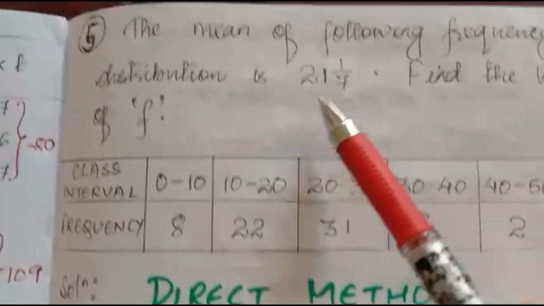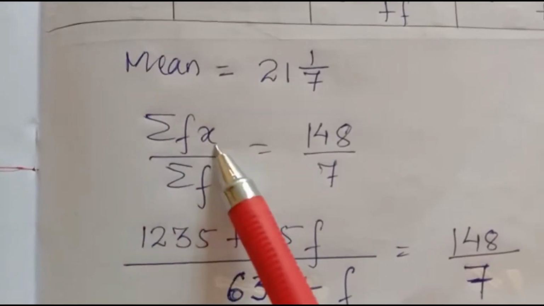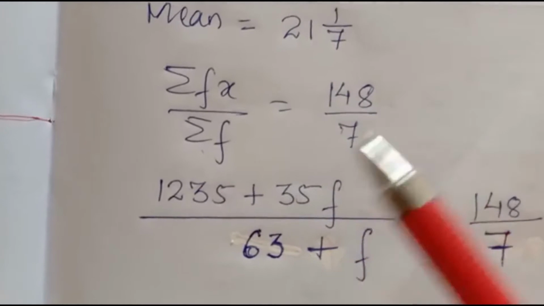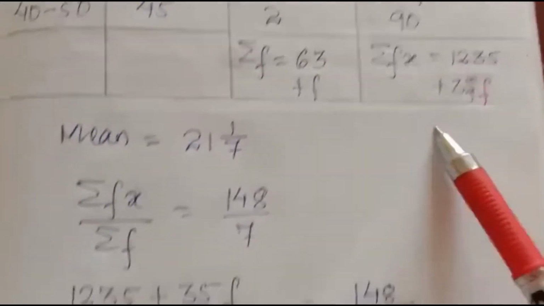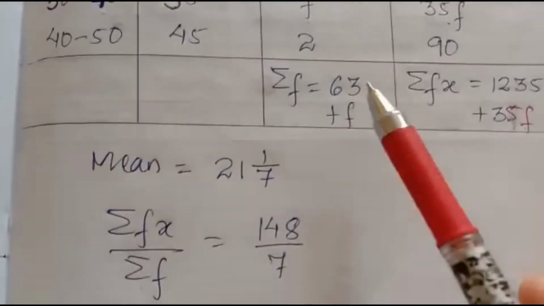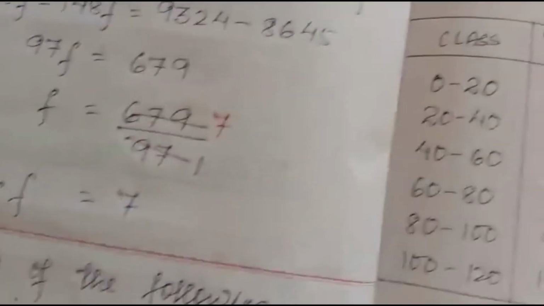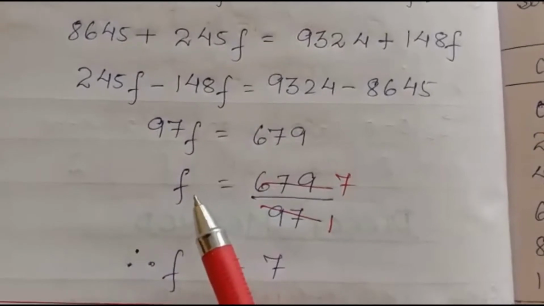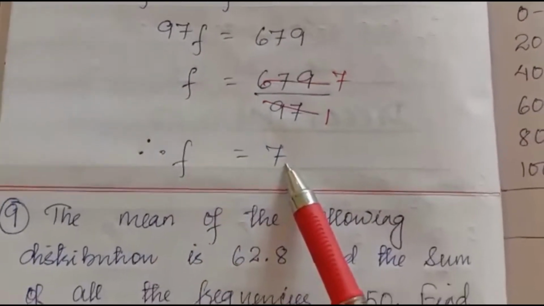And according to the question, mean is given. So mean is 21 1 by 7, and you know the formula is summation fx by summation f is equal to. Convert this mixed fraction into improper, then you will get summation fx value is 1235 plus 35f, and summation f is 63 plus f is equal to 148 by 7. Do cross multiplication, then after that you keep f one side, number other side, so the value of f will be 7.